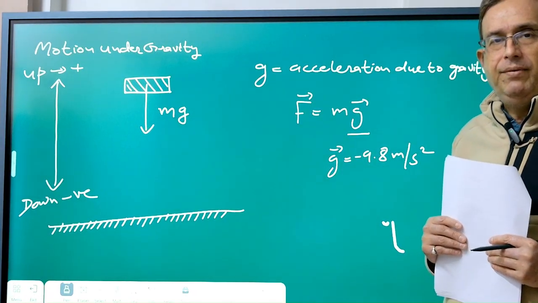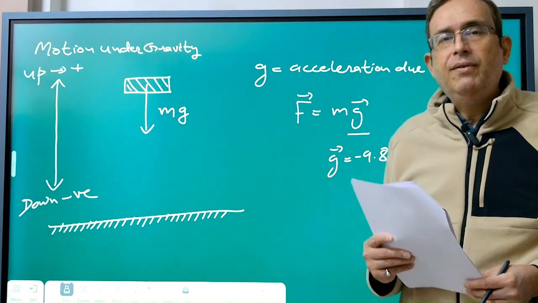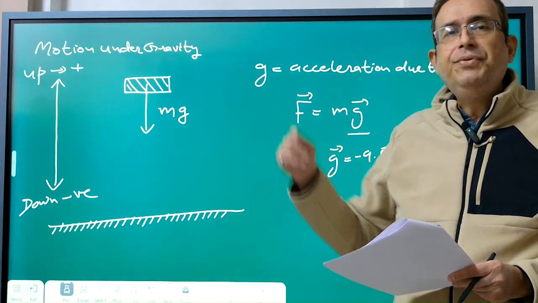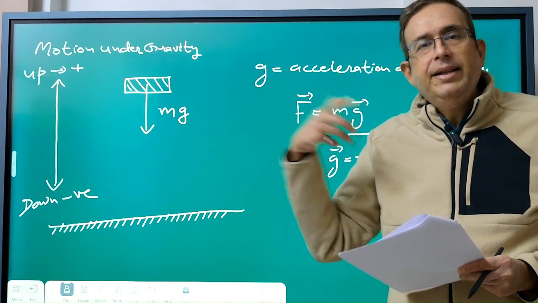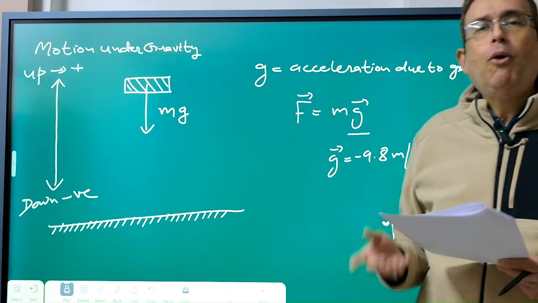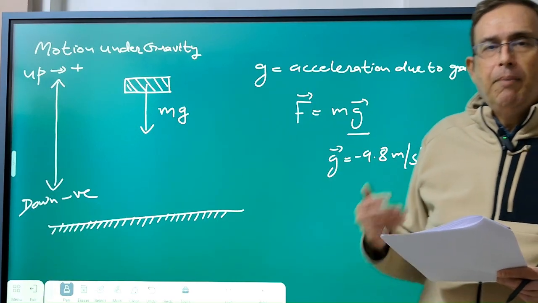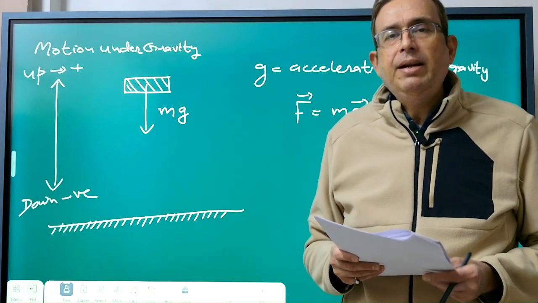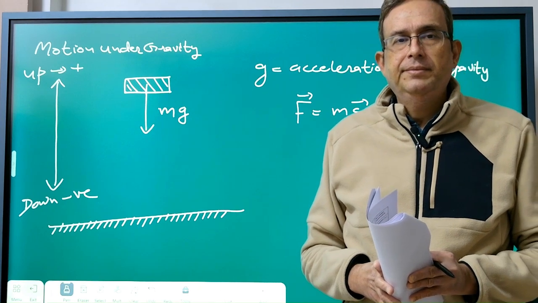Okay, so it will be negative. But if you take the reverse sign convention, in which up is negative and down is positive, then g would be positive. The value of g would not be minus 9.8 meters per second squared, but would be plus 9.8 meters per second squared. Okay?